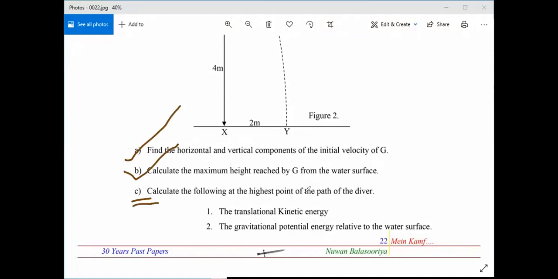Calculate the following at the highest point of the path of the diver. The highest point we have marked as W dash. The translational kinetic energy means the linear kinetic energy, half m v squared, and the gravitational potential energy relative to the water surface. So what we want to calculate is the potential energy relative to the water surface and the kinetic energy of the boy when he is at maximum height. Let me share the diagram, and after that, let's do the calculations.